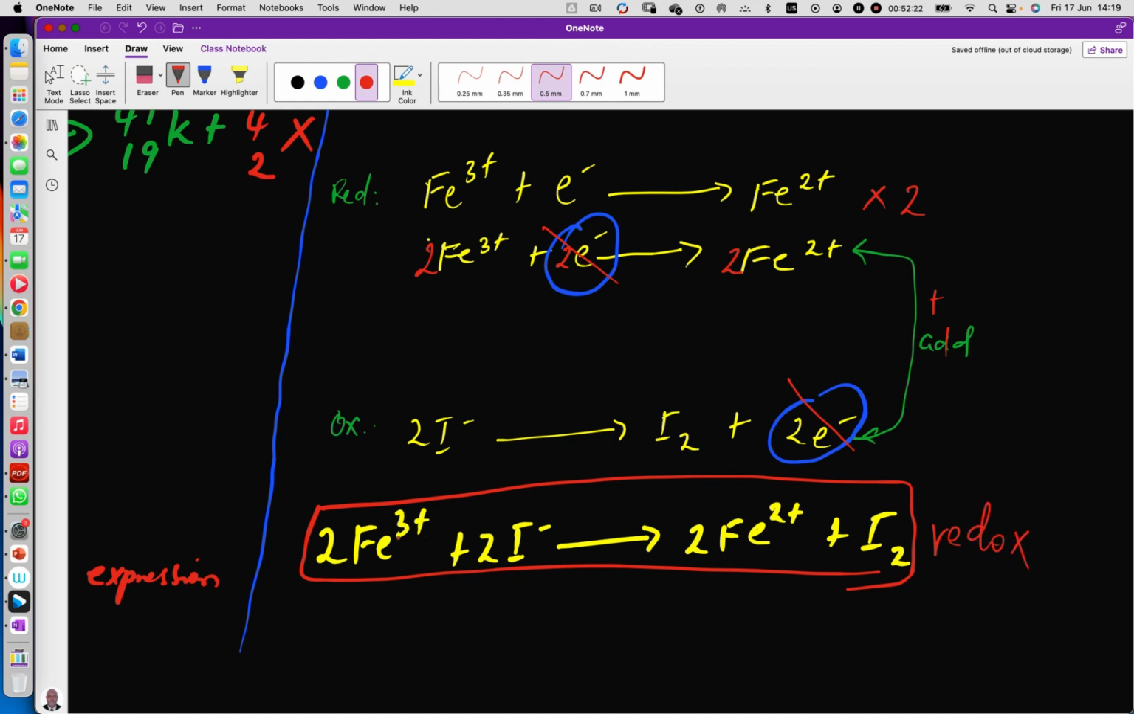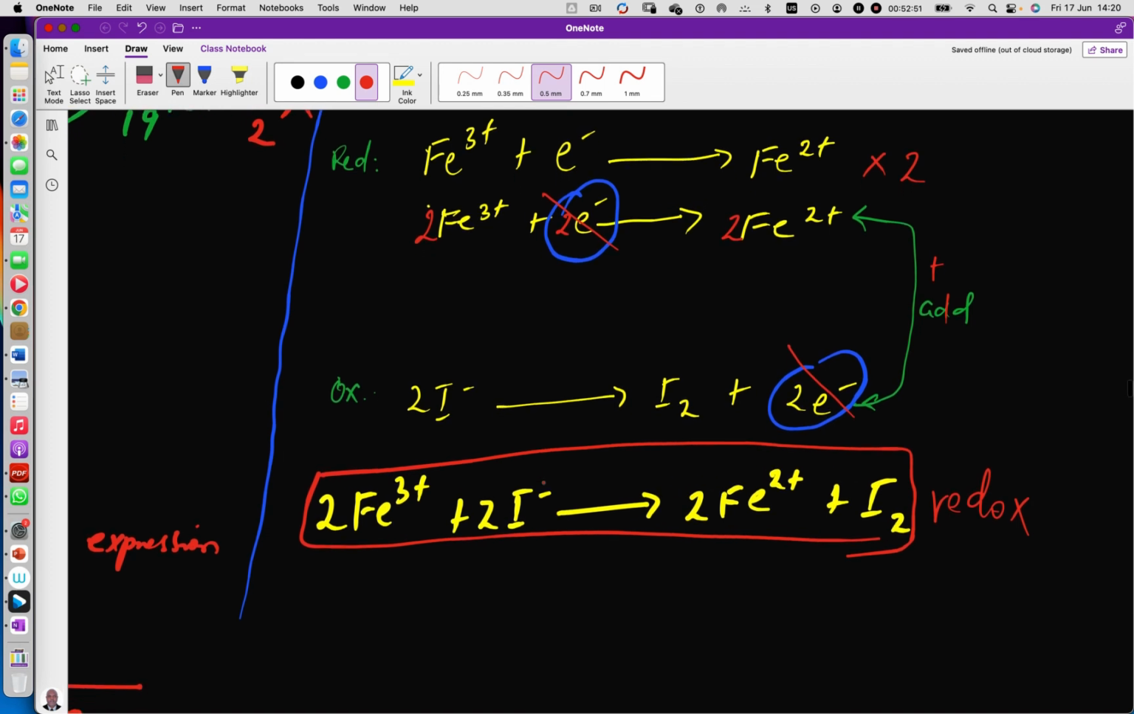The Fe3+, which I said is an oxidizing agent, accepts electrons and becomes reduced to Fe2+. Meanwhile, the iodide, which is a reducing agent, will lose electrons and become oxidized to iodine. So it is iodine here. The oxidation number is from minus 1 to 0. There's oxidation. So this will be the equation.